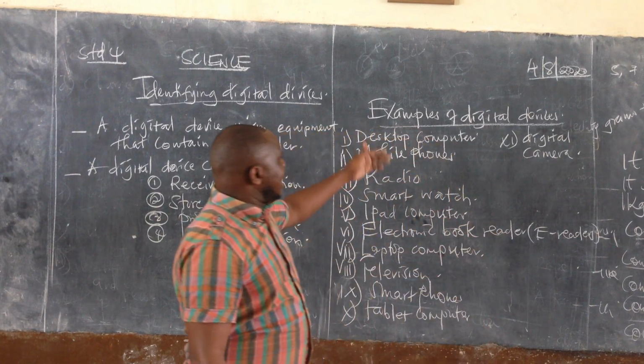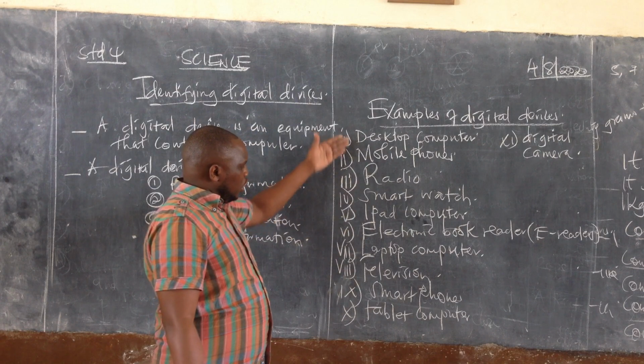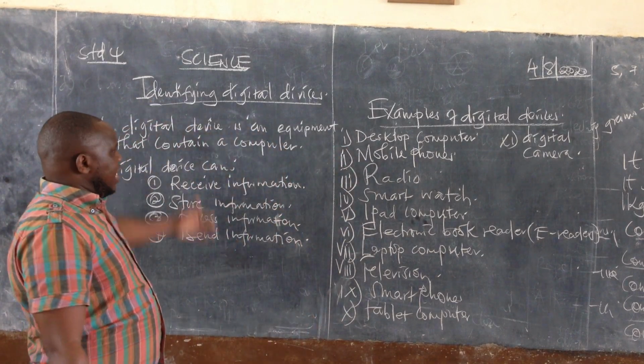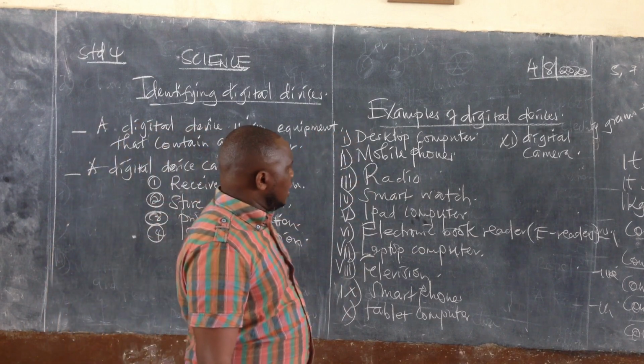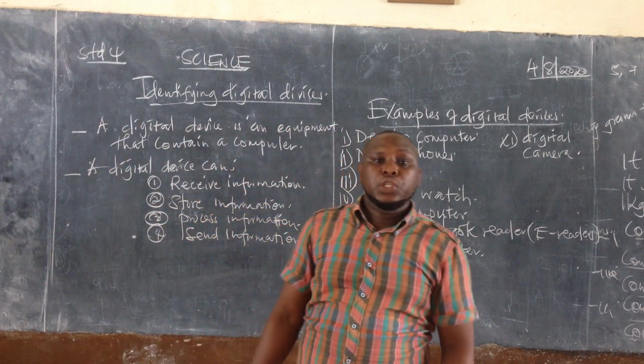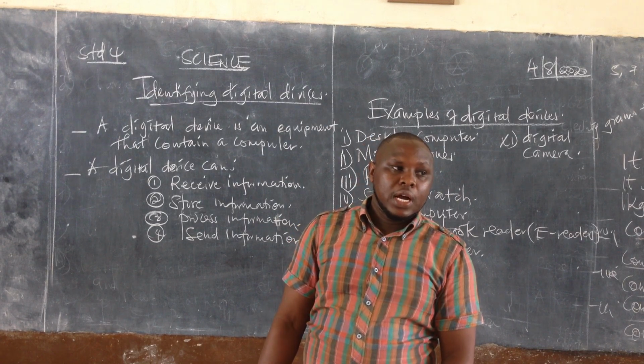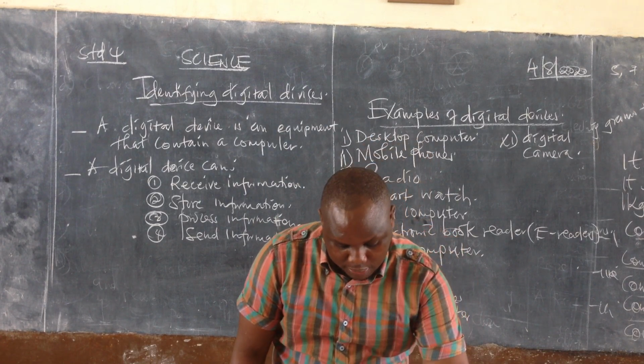So all these are examples of digital devices. You need to write all this very well in your book. Beginning from here, write all this and ensure that you read, because at the end of this, I'm going to give you questions about the same.